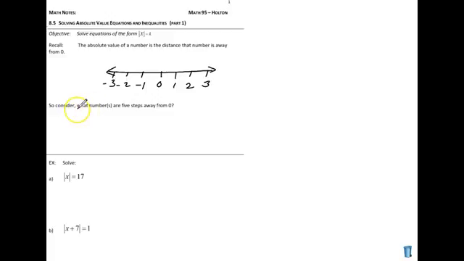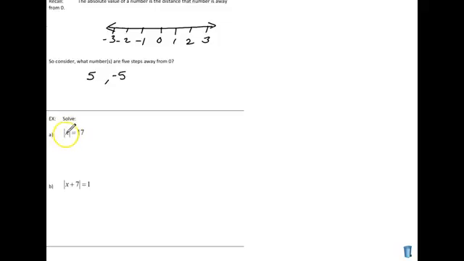So I want you to consider what number or numbers are 5 steps away from 0. Thinking of this number line, if I extended it out a little bit more, what numbers would be 5 steps away from 0? Well, I start at 0, 1, 2, 3, 4, 5, out here. And if I went in the other direction, 1, 2, 3, 4, 5, I would be out here at negative 5.